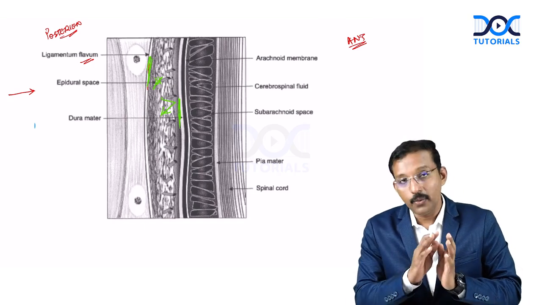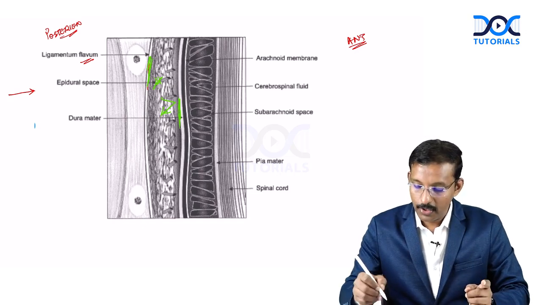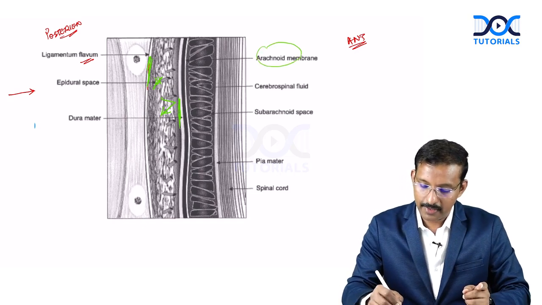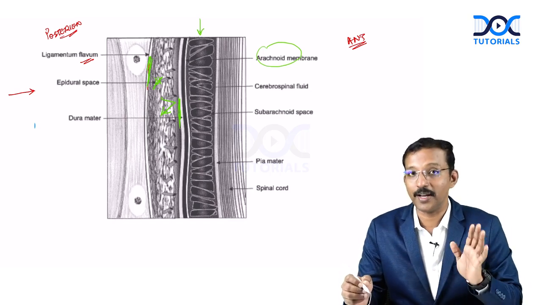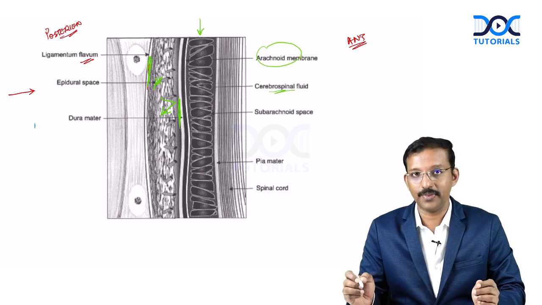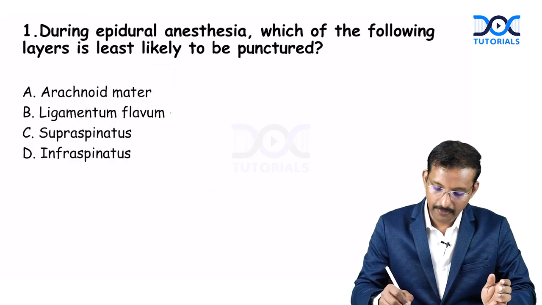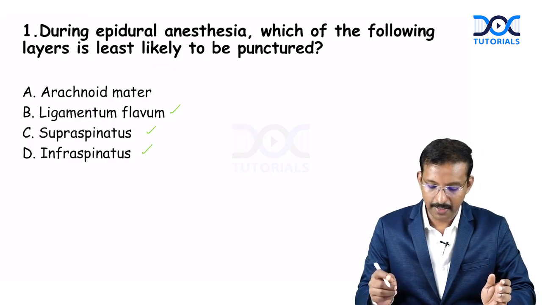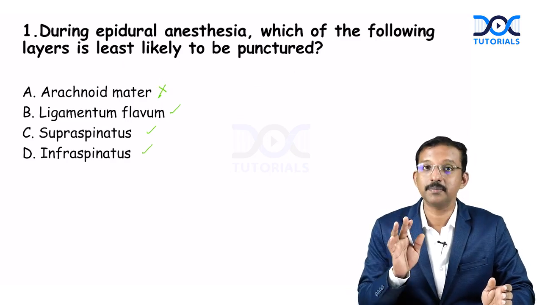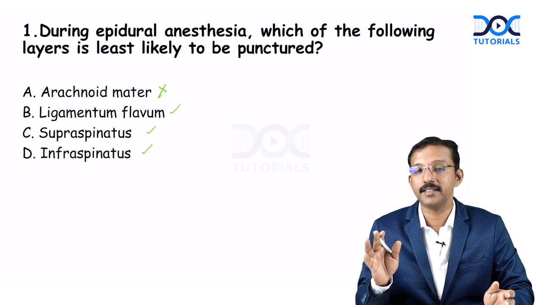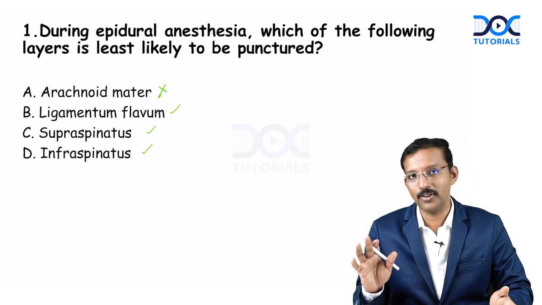Only if you go further, you pierce the dura. If you want to do spinal, then only you will puncture the arachnoid membrane, which is here, and then you go beyond that to reach the subarachnoid space to get the CSF flow, isn't it? So you very well know now that here the ligamentum flavum, supraspinous, interspinous, everything is punctured, but not the arachnoid. Arachnoid is not punctured. It is punctured only when you do a subarachnoid block. Okay, so that is the answer. A rather simple question, and I am sure all of you would have got through this.